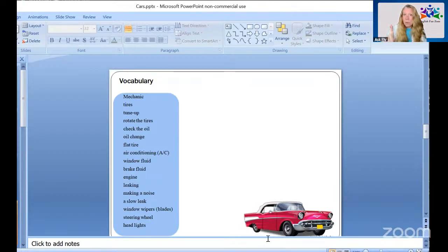But what are the backlights called? If those are called headlights, what are the ones in the back when you brake? Now, if you said tail lights, you're right. Those are called tail lights.